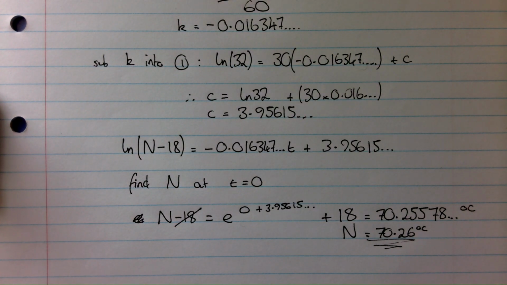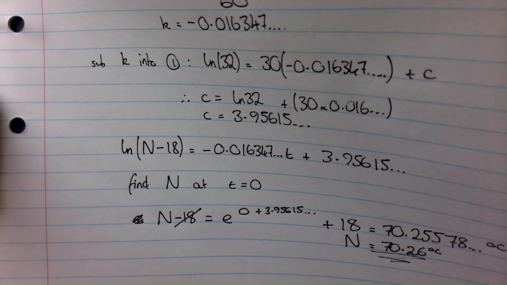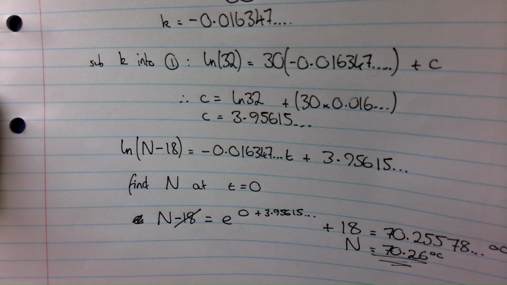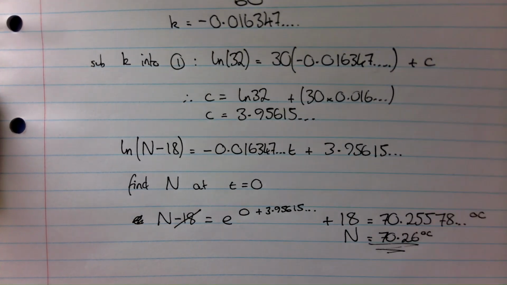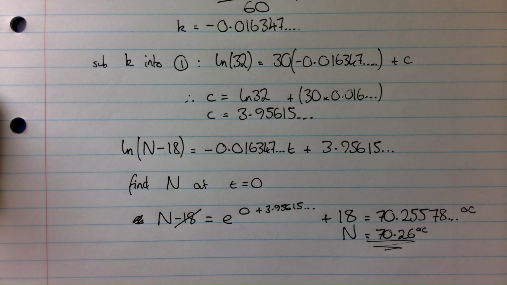If you worked in minutes and you got 70.26 degrees, that was E8. For E7, there was one error allowed. Altogether, that was question 3. That was the last part, I think.